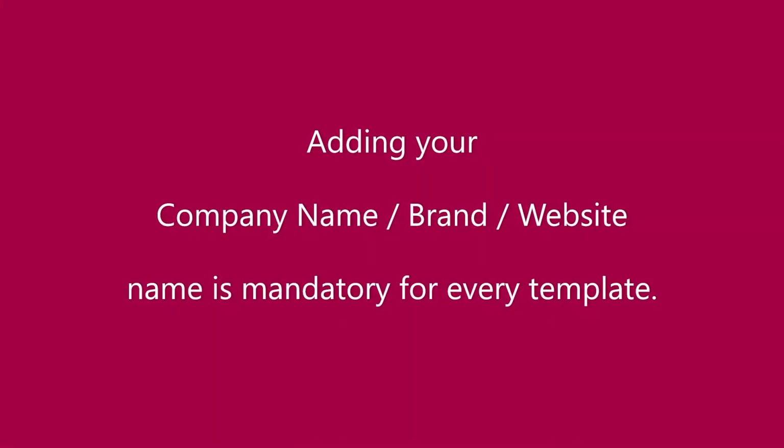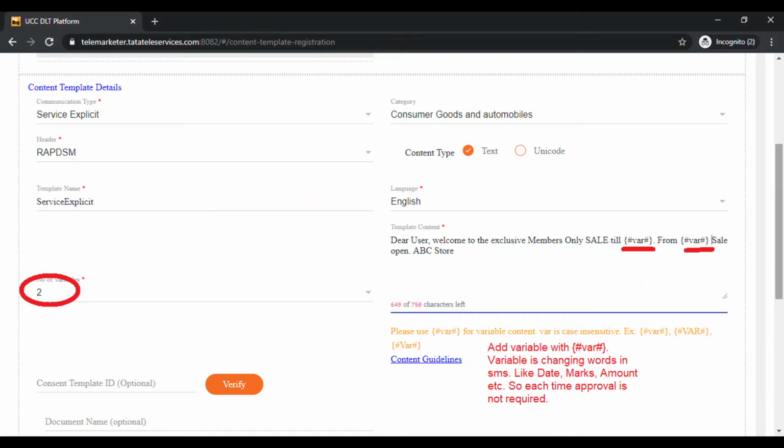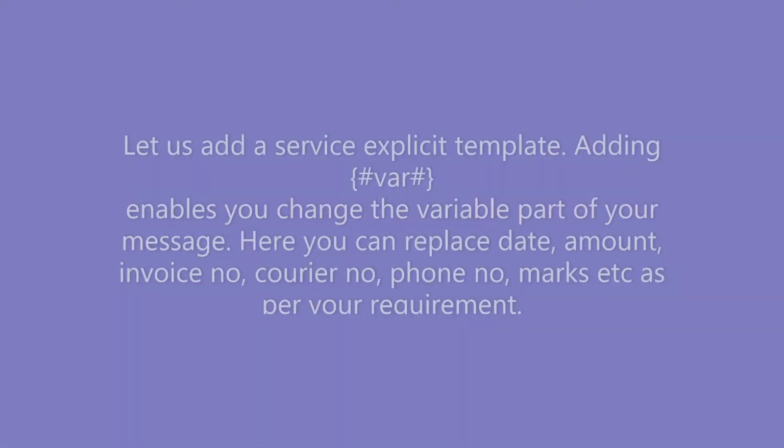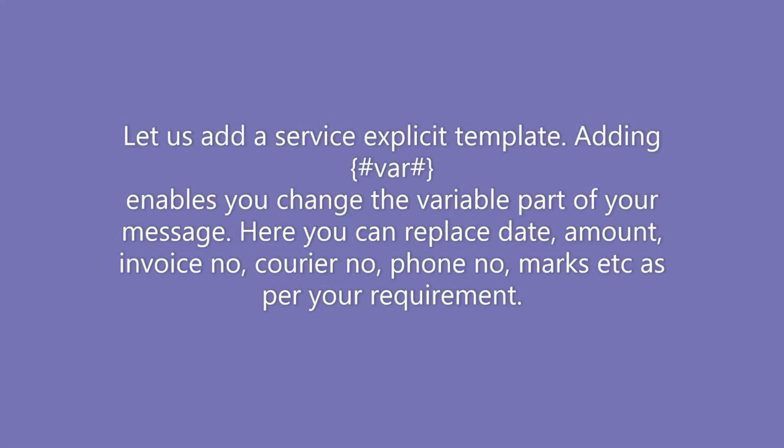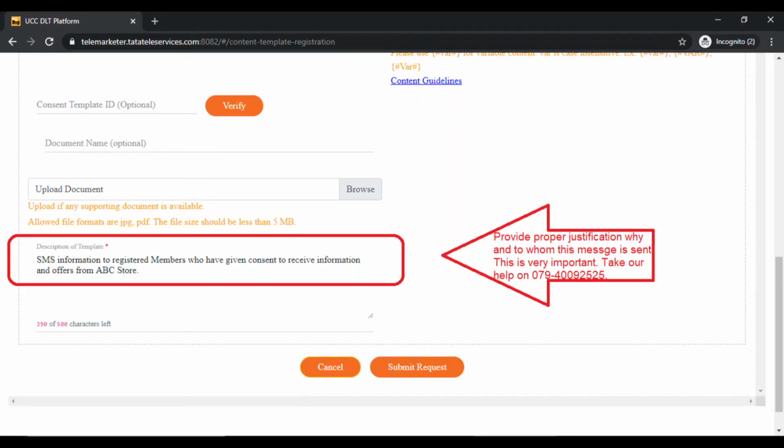Select appropriate options for the template. Type your message. It is mandatory to add the company or brand name in each template for recognition of the sender. Adding curly bracket #var# curly bracket enables you to change the variable part of your message. For example, you can add VAR for date, amount, invoice number, courier number, phone number, marks etc. as per your requirement. Enter proper justification in the justification area.